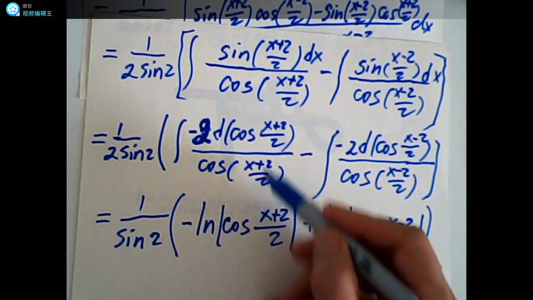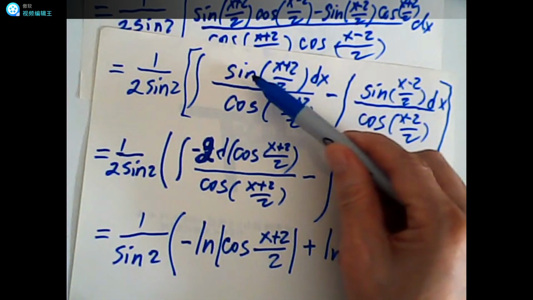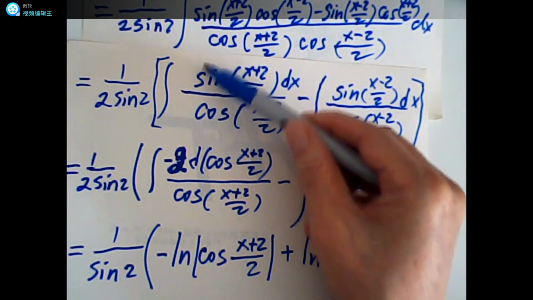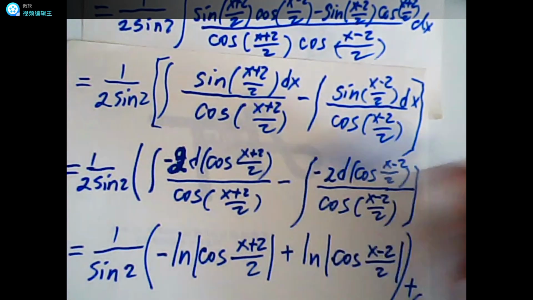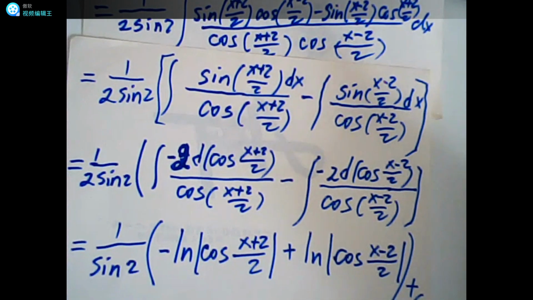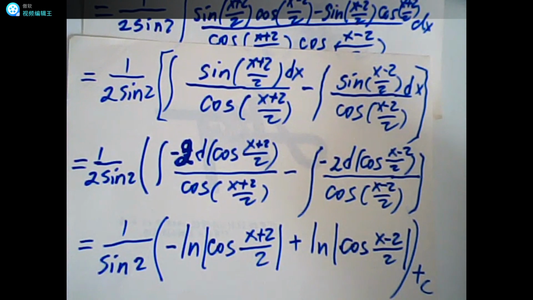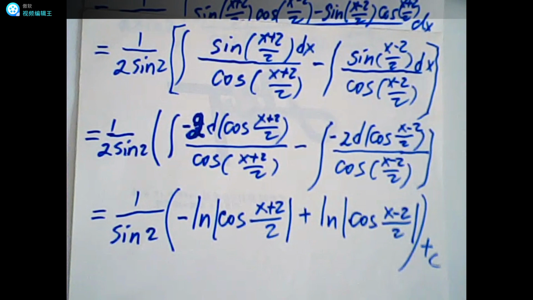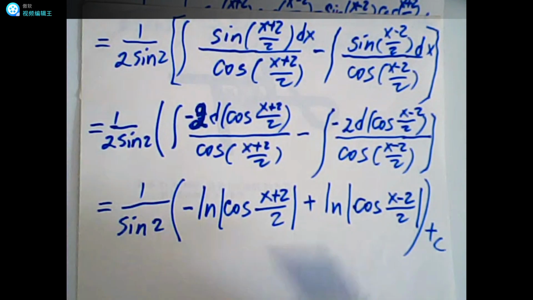Now, if you don't do it this way, you can do it that way. Sine over cosine is a tangent, right? The integral of tangent is equal to log secant. Log secant is the reciprocal of cosine, right? So you get the same answer. So that's the end of it.